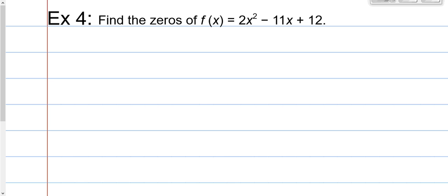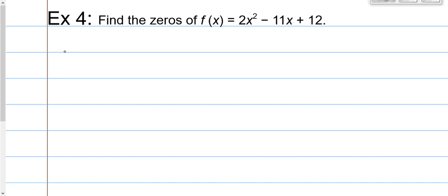I am going to work this problem with factoring just so we can have a little bit more practice on the factoring and get back in the groove with that. So you can work example 4 however you would like. Whichever method you would like, you can use there. But we are going to use factoring.